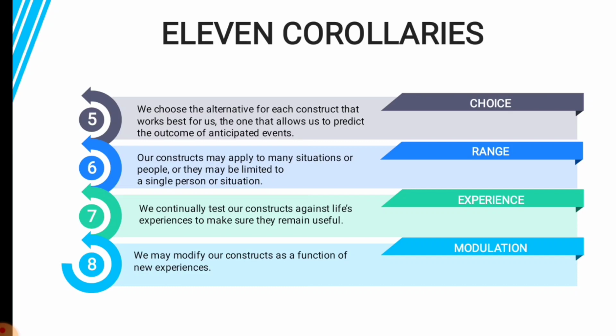Number 5 is the choice corollary. Choice between dichotomies. We choose the alternative for each construct that works best for us, the one that allows us to predict the outcome of anticipated events.